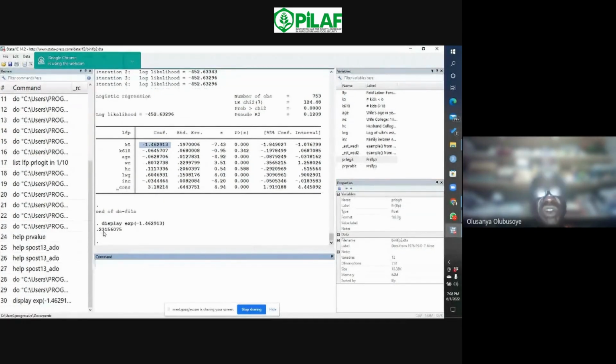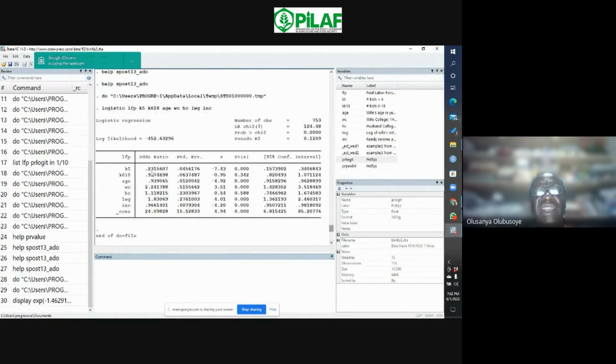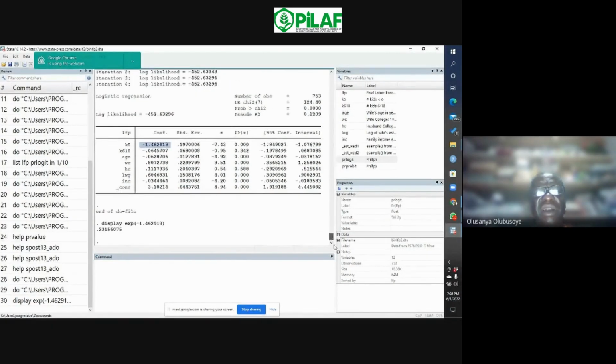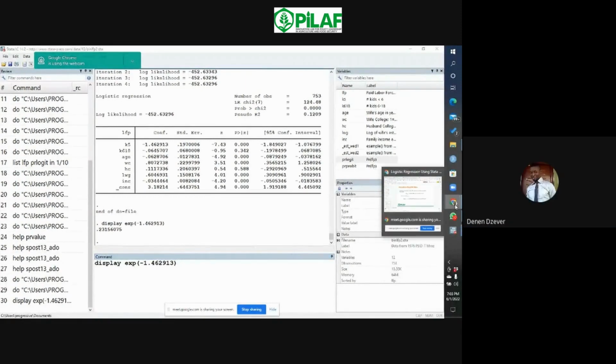The value is 0.23156075. You will see that is the odds ratio that is reported here, 0.2315607. You could check this other one too. So taking the exponent of the coefficient automatically gives you the odds ratio. Is it clear, everybody? Yes, Prof. It's very clear.